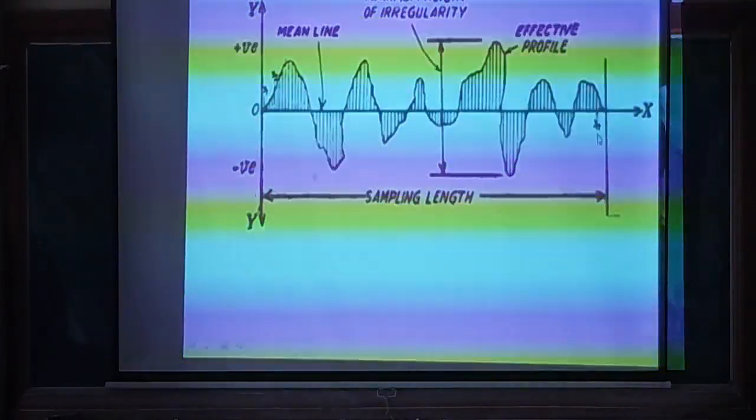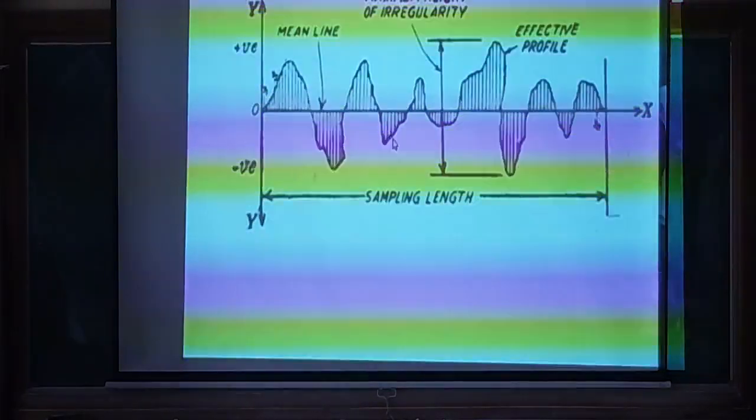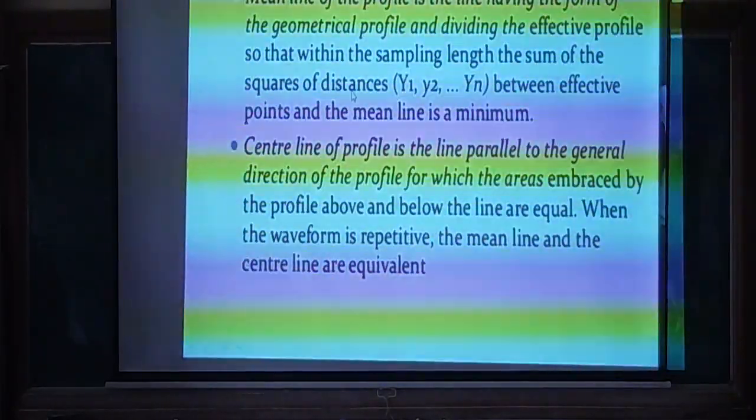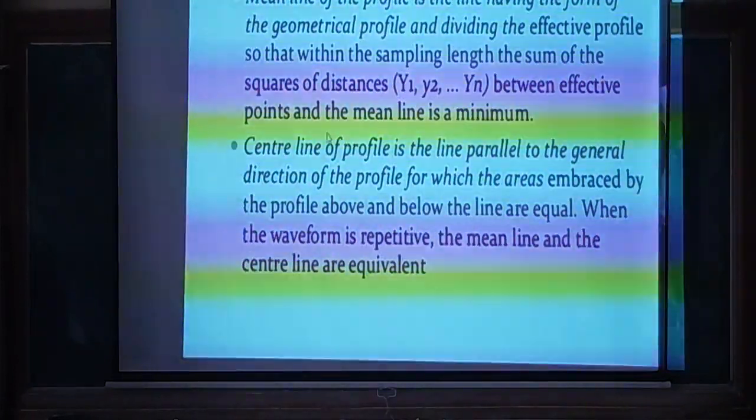This is xn, x1, x2, x3, x4, x5, x6, and so on, x11, x12, like that. This is about the x-axis. Similarly about the y-axis, what is the height? That is y1, y2, y3. Over the sampling length, the sum of squares of the distances, that is y1 up to yn, of the effective points and the mean line is a minimum.